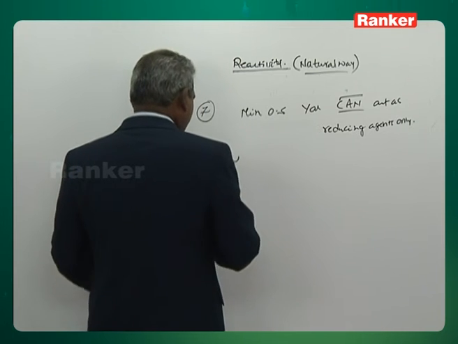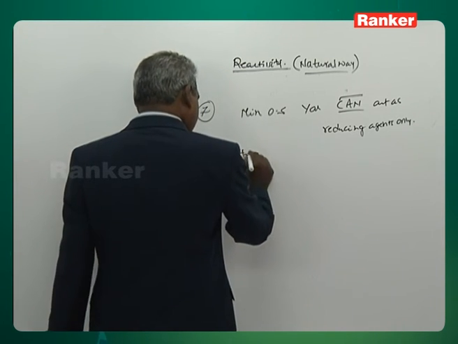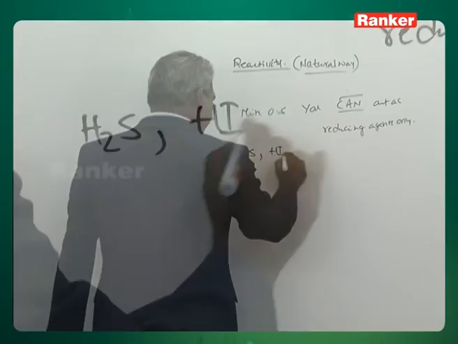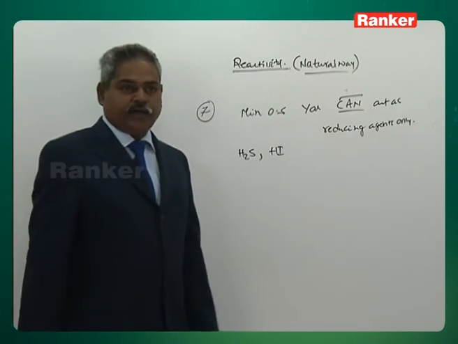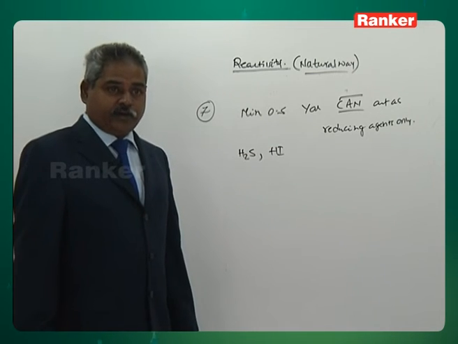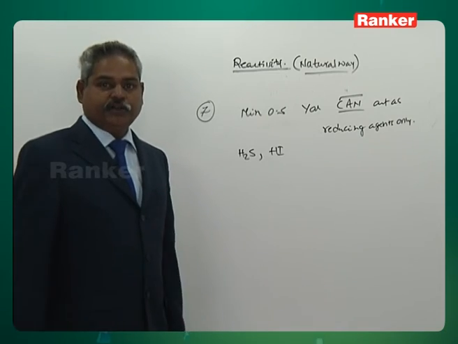Okay, let me discuss a few reducing agents. Like H2S is definitely a reducing agent. HI is a very popular reducing agent. Hydrogen iodide. Iodine is in -1 state. It will definitely act as reducing agent. But I can't guarantee the same with HF. HF will never act as reducing agent.